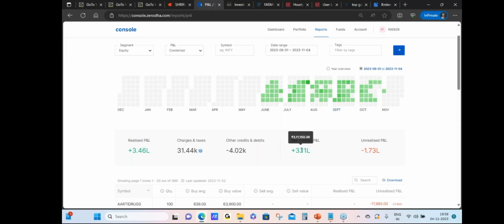With the capital of 1 lakh, I'm able to generate 3 lakhs. So I've generated 300% return in 5 months. Do you get 300% from the World Bank in a year? No. So it is only your hard work, it's your skill that is able to give you this kind of return.